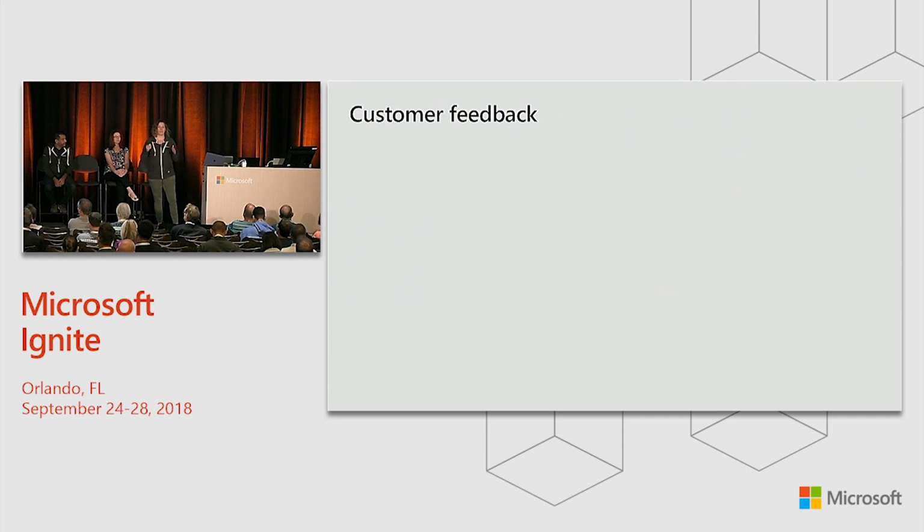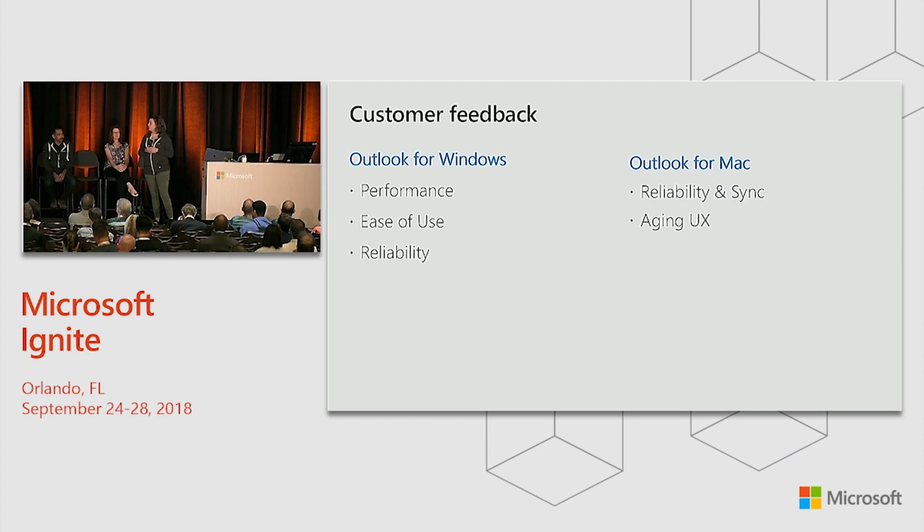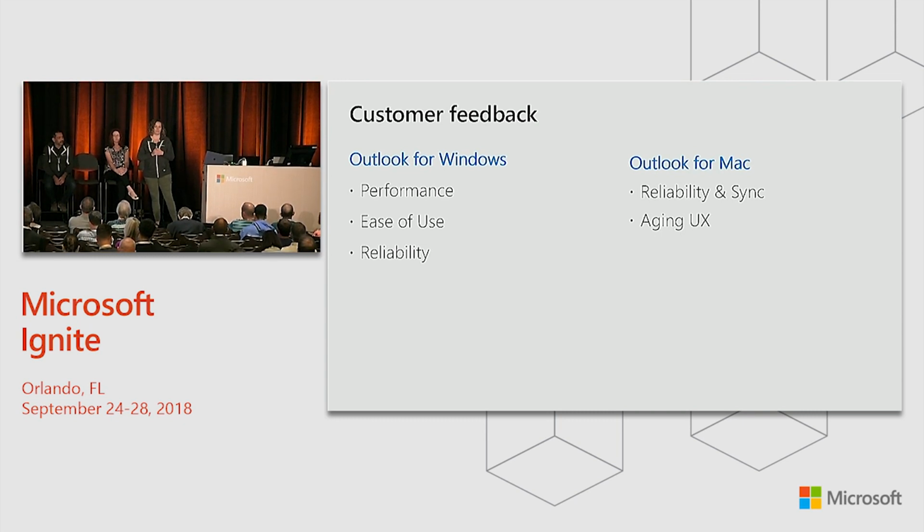So up until now, our consistent criticisms for Outlook for Windows have been a lot of performance issues. It's been that it crashes, it's too slow, also that it's just too complex. It's not easy to use. It's hard to learn as well, and that search is really unreliable. For Mac, similar things, but a little bit different. Reliability and sync have been one of our top asks, like one of our biggest criticisms. Also, we kind of have an aging UX. We spent the last couple years trying to come to parity with Outlook for Windows, and it's been hard to kind of keep up.